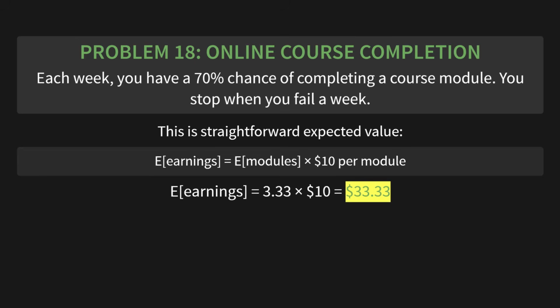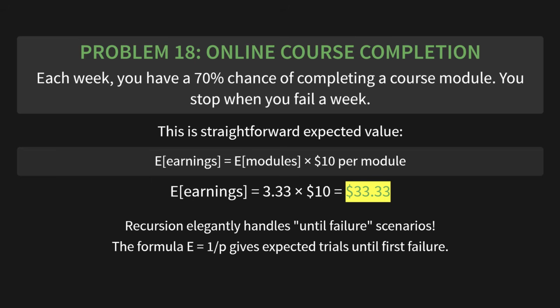$33.33 on average. Here's what I love about this. Recursion gives us a beautiful formula for keep going until failure scenarios. Expected attempts equals 1 over failure probability. Since our failure rate is 30%, we expect 1 over 0.3 equals 3.33 attempts. It's elegant math for a messy human behavior.